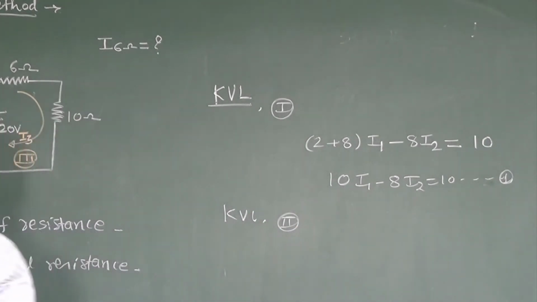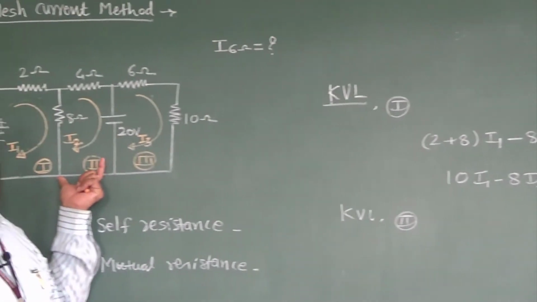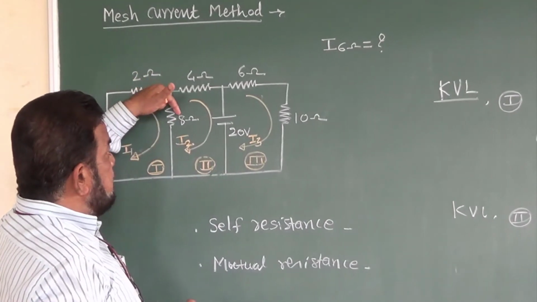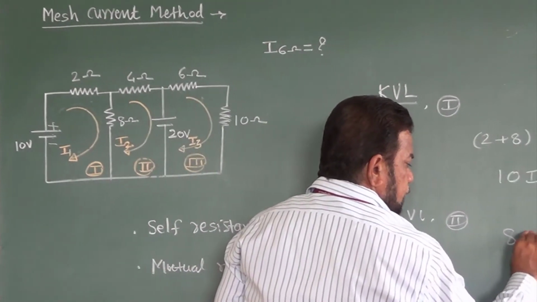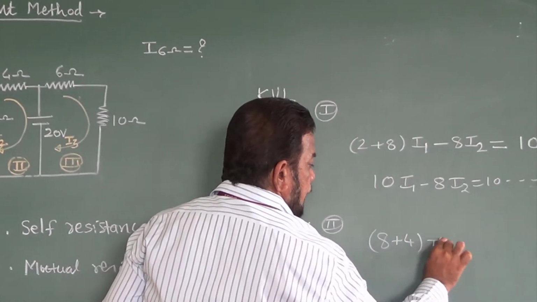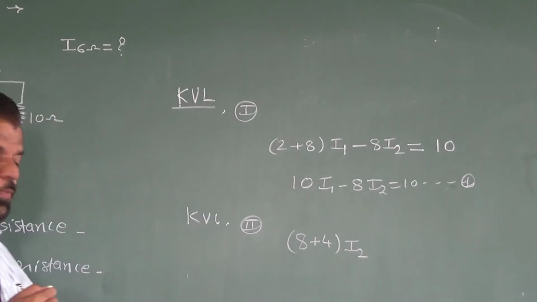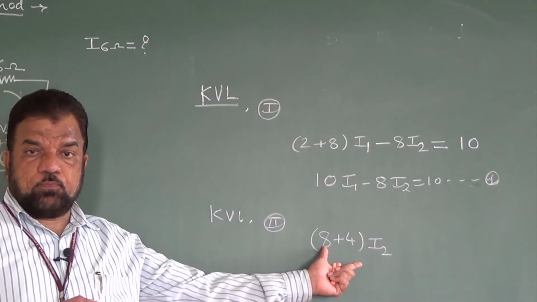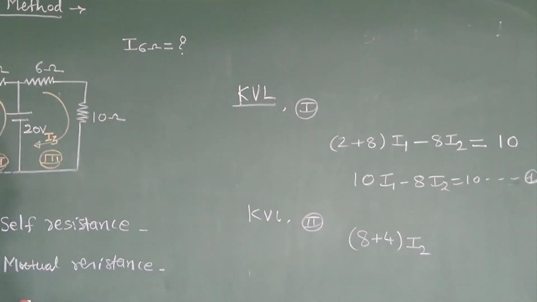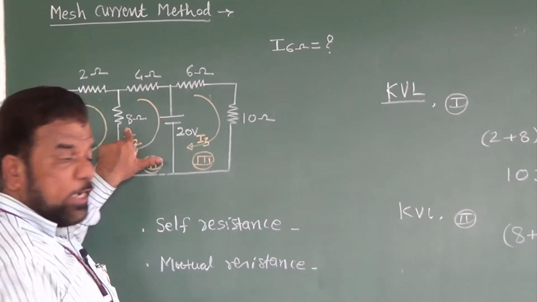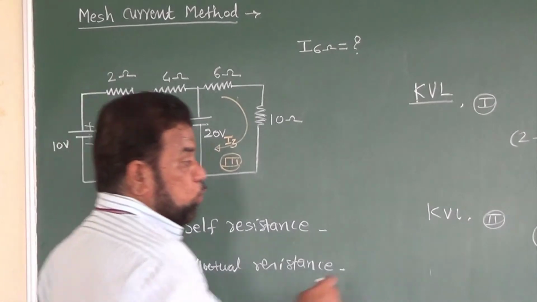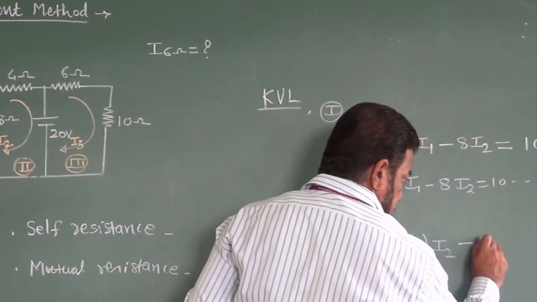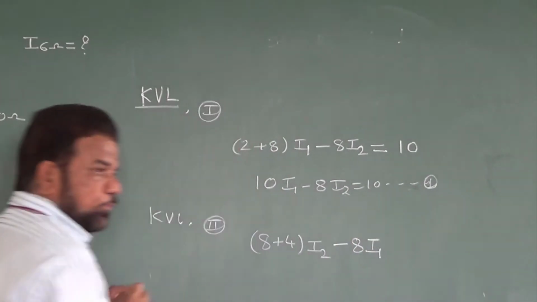If you look at loop 2, what are the self resistances? It is 8 and 4. So the corresponding voltage drop is (8 plus 4) into I2, where I2 is the current. So my drop is 12 I2. Now here the mutual resistance is 8. And again if we look at the direction, I2 is flowing up whereas I1 is flowing down. So whatever the voltage drop is there, that is minus 8 I1.